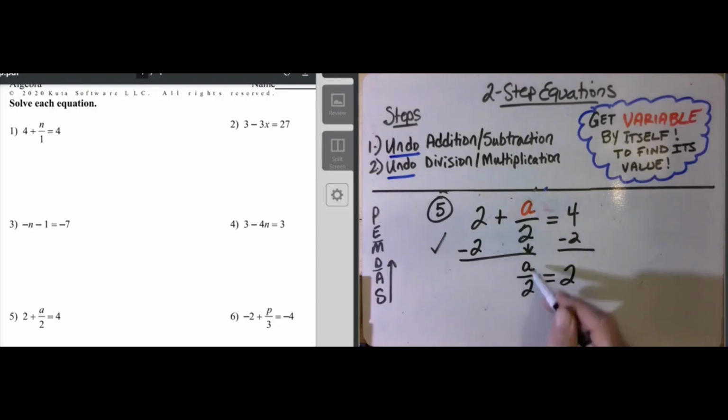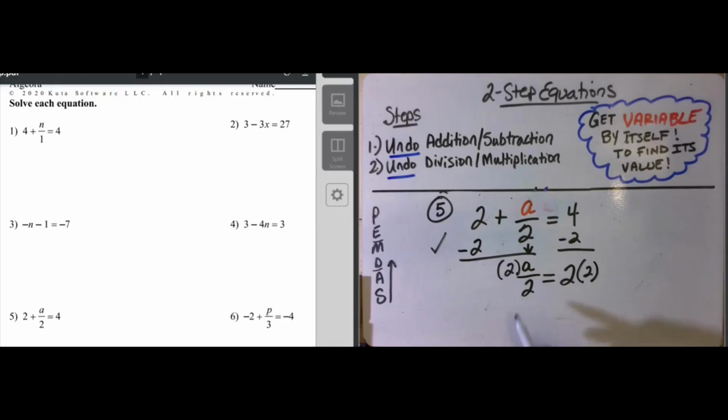Let's undo the division here, right? A divided by 2. We do that by doing the opposite. They're dividing, so we're going to multiply. We multiply by whatever's on the bottom of the fraction. And then remember, whatever you do on one side, you have to do to the other.